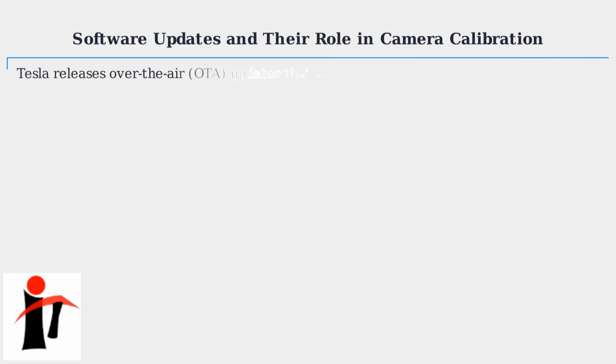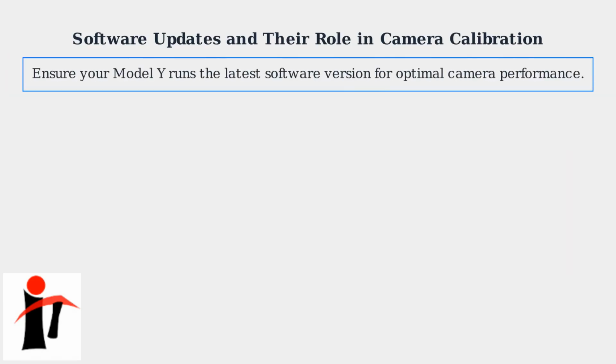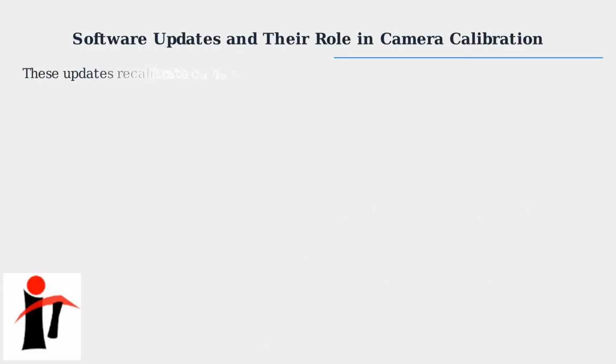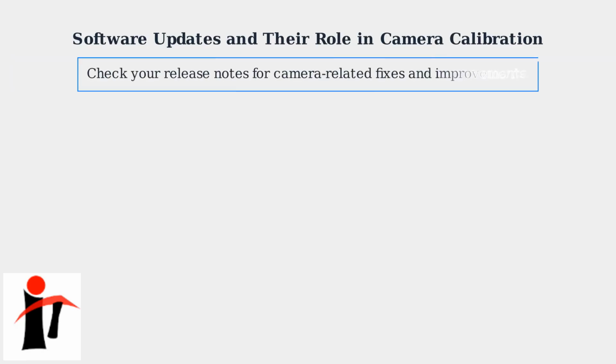Tesla frequently releases over-the-air software updates that include enhancements to camera calibration and diagnostics. Make sure your Model Y is running the latest software version to benefit from these improvements. Tesla's V12.5.X series from late 2024 and V13.0 from early 2025 introduced improved diagnostics and even AI-driven camera health monitoring. These updates often recalibrate camera algorithms without requiring hardware changes or a service visit. Always check your release notes for any camera-related fixes included in the updates.